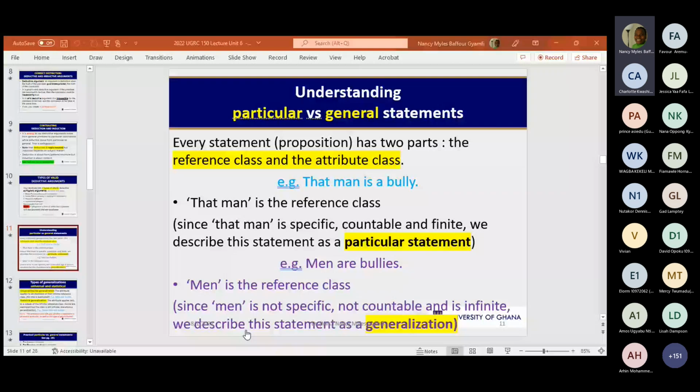Bright studied, so he will not fail. Very good.